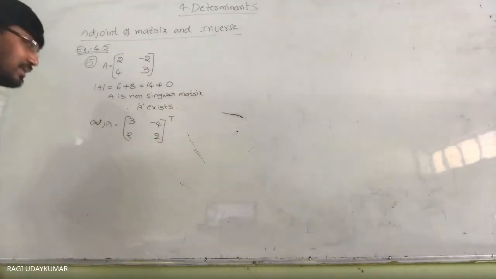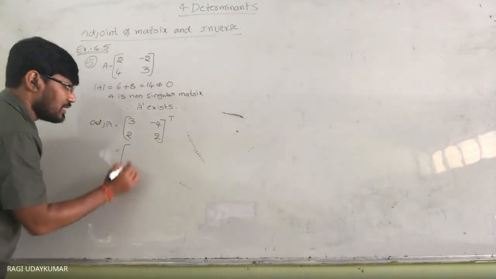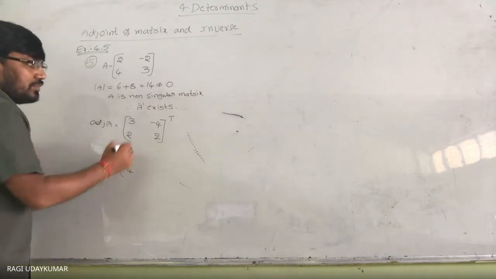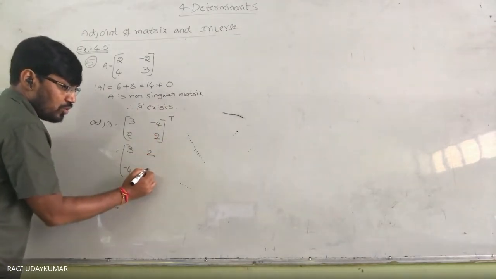Next, this should be replaced with its cofactor, so 2. Now you have to find the transpose, so that we are going to get 3, minus 4, 2, 2.